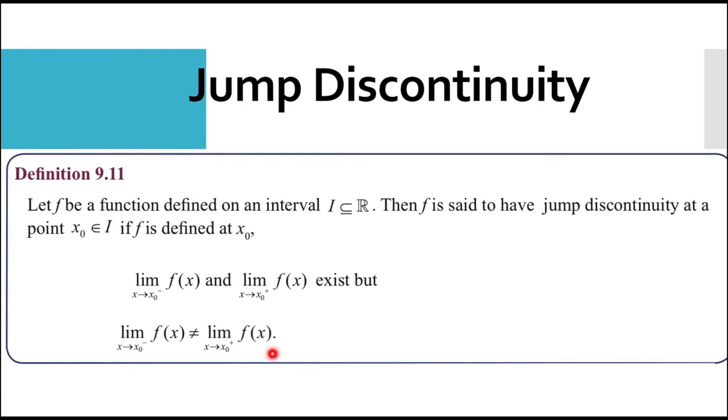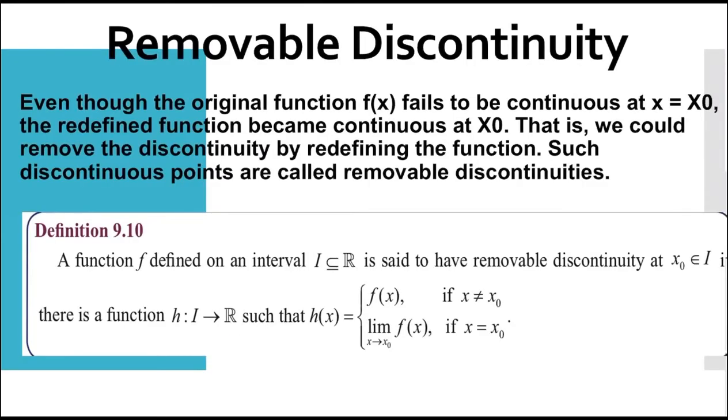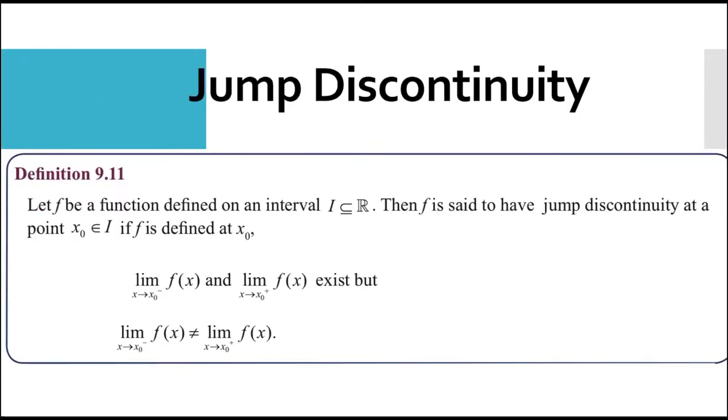So, in jump discontinuity, the left hand side limit and the right hand side limit are not equal. But in removable discontinuity, we can find the left hand limit and right hand limit and they are equal. Only in jump discontinuity are the left hand limit and right hand limit not equal.